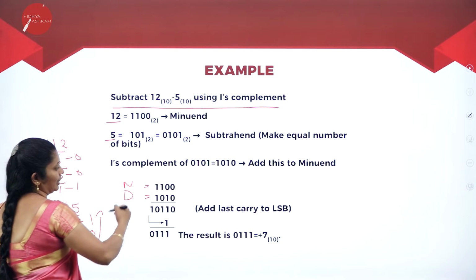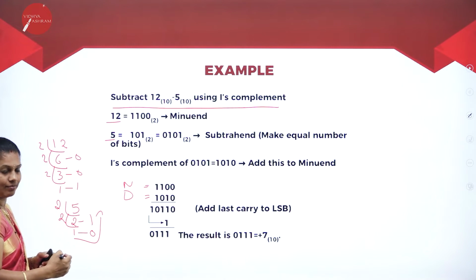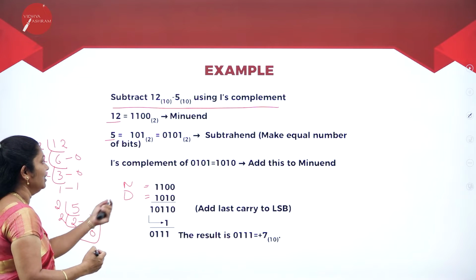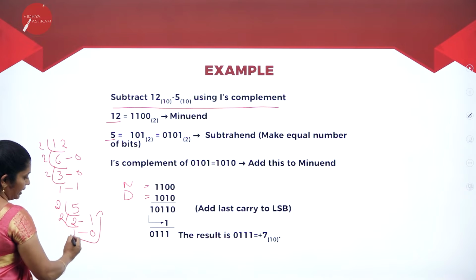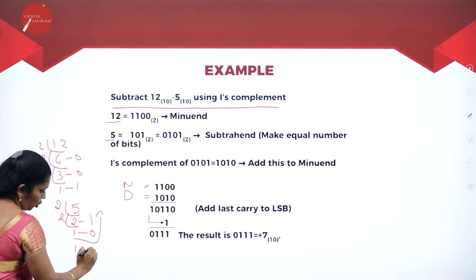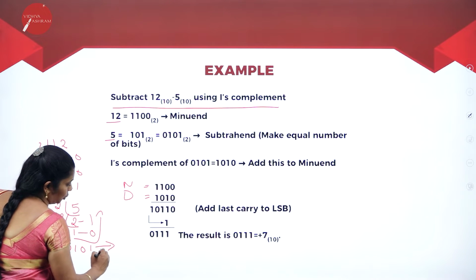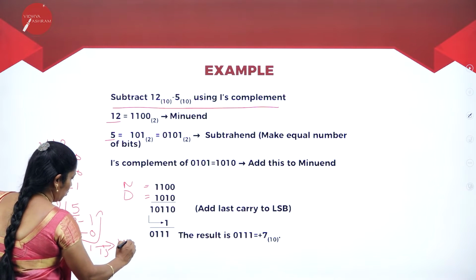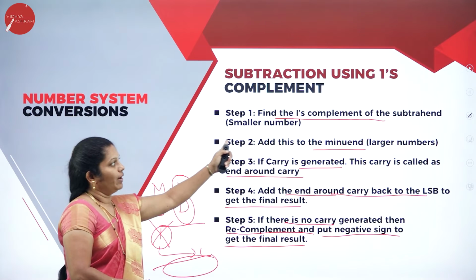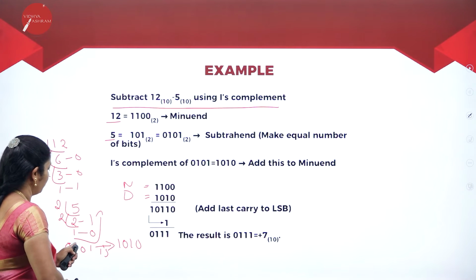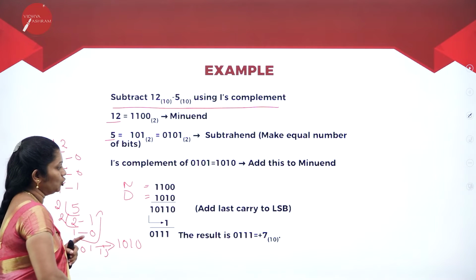To make this 4-bit, we have to write an extra 0 there, and then you have to convert that into ones complement. The regular number is 1 0 1, to make it 4-bit, I will write one more 0. Then when we convert that into ones complement, we get 1 0 1 0. See the steps: find the ones complement of the denominator, then add with the numerator.